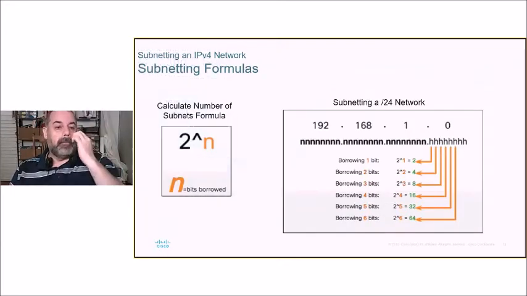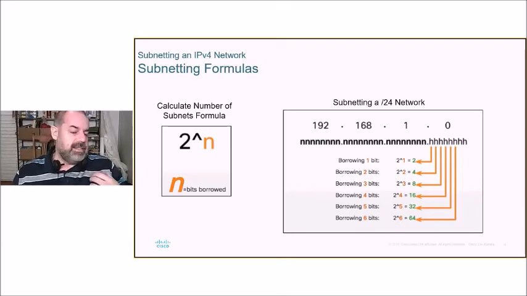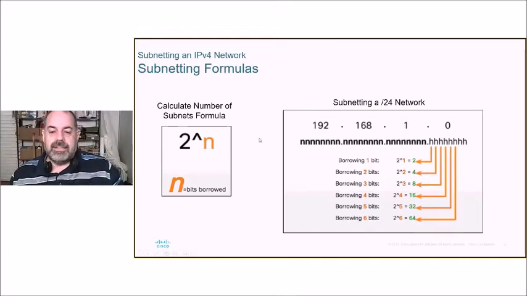Now, there are formulas that we use to calculate how many subnets we create. In the previous example, we borrowed 1 bit, so 2 to the power of 1 is 2, and so we created 2 subnets. n is the number of bits we're borrowing, so if we borrow 2 bits, it's 2 to the power of n, so 2 to the power of 2, we get 4 subnets. 3 will be 8, and 4 will be 16, and so on. So as you can see here, we can create 2 subnets, 4, 8, 16, 32, and 64. This is all with a /24.